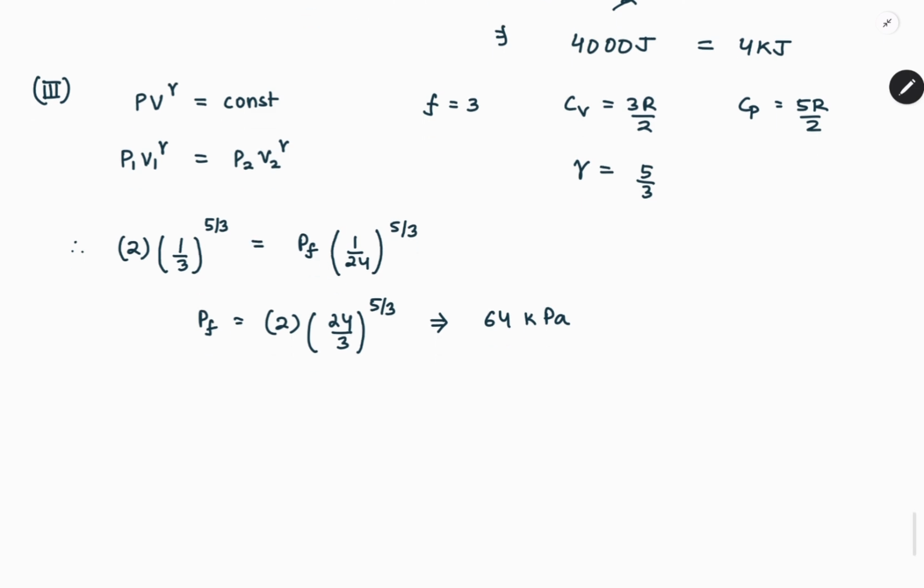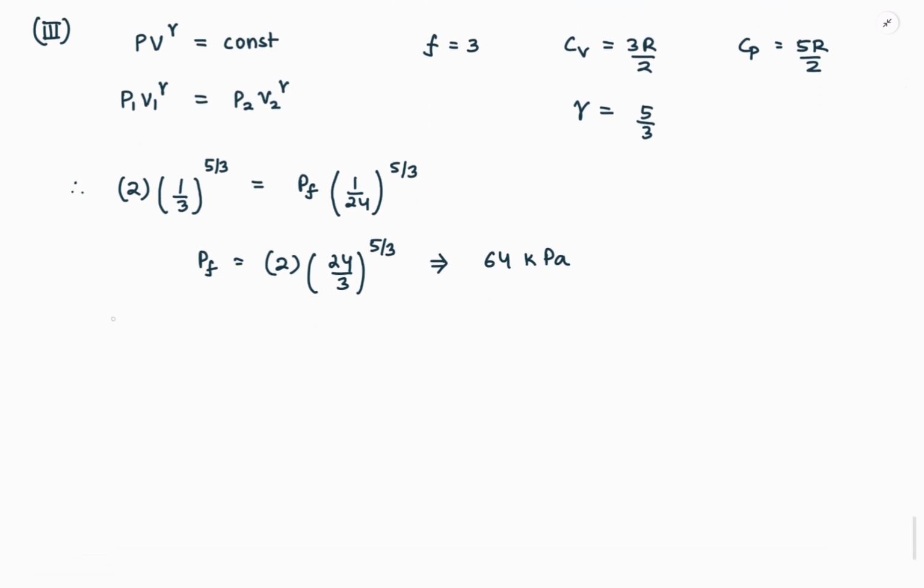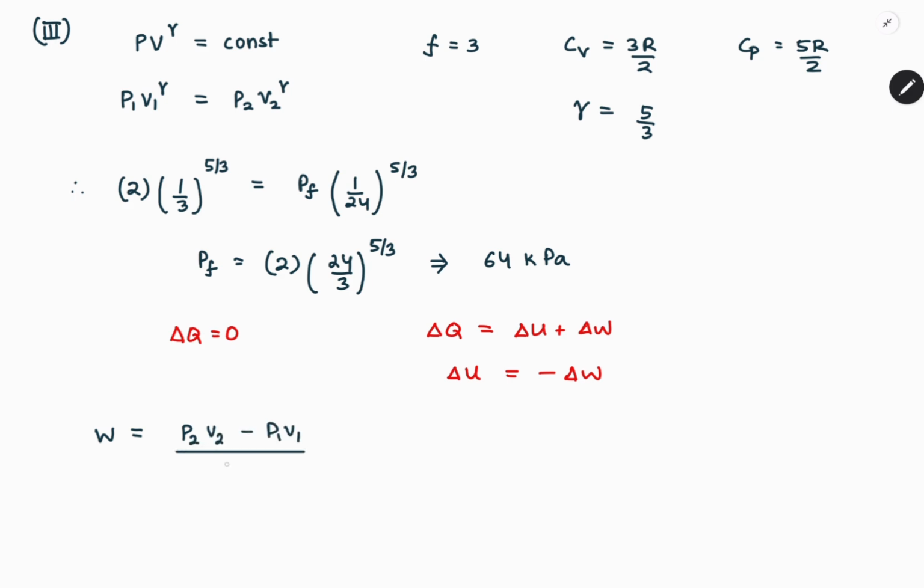So now over here if we say for an adiabatic process, delta Q is equal to 0, so delta Q equal to delta U plus delta W. So delta U is equal to negative of delta W. If we use this concept, then over here we can say that work done in the adiabatic process is (P2 V2 minus P1 V1) by (gamma minus 1).